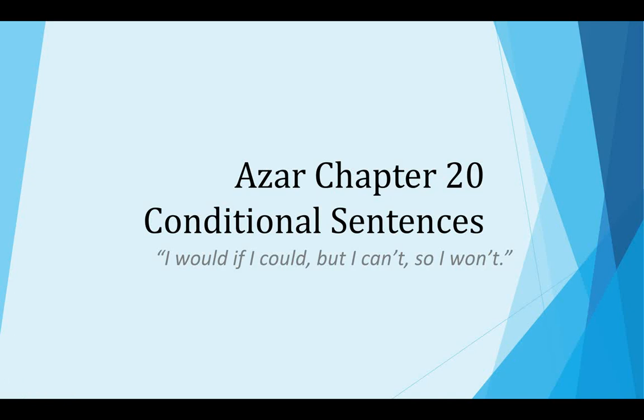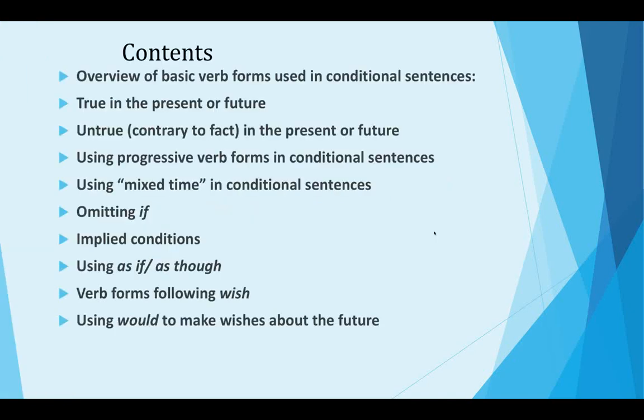Azar Chapter 20, Conditional Sentences. This chapter covers an overview of basic verb forms using conditional sentences, such as true in the present or future, untrue, contrary to the fact in the present or future, using progressive verb forms in conditional sentences, using mixed time in conditional sentences, omitting if, implied conditions, using as if or as though, verb form following wish, and using would to make wishes about the future.